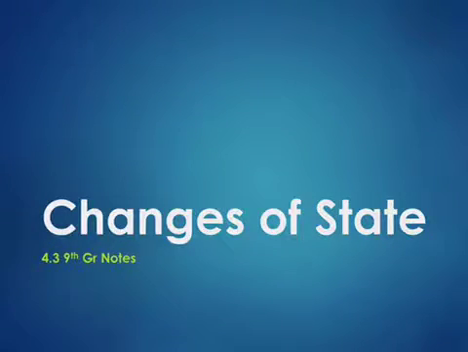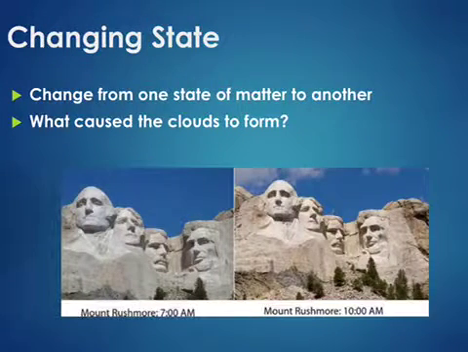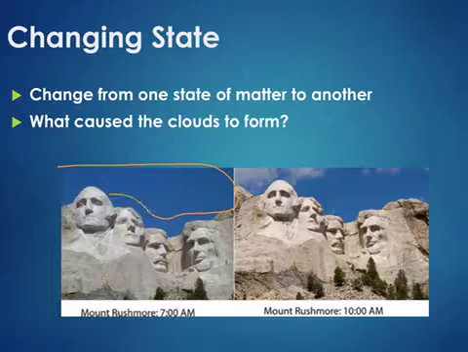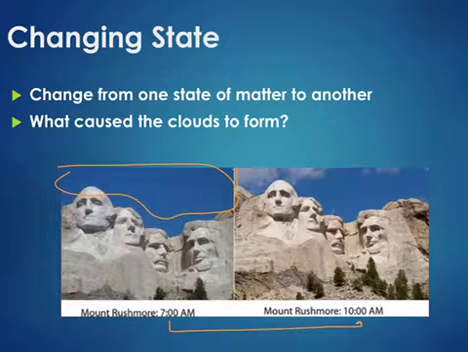Matter doesn't always stay in the state that it is in originally, and so we call that changes in state. This is when you change from one state of matter to another. For example, in this picture of Mount Rushmore, there's no clouds. However, 3 hours later, we start to see clouds developing. So what caused the clouds to form? That would be what we call condensation.